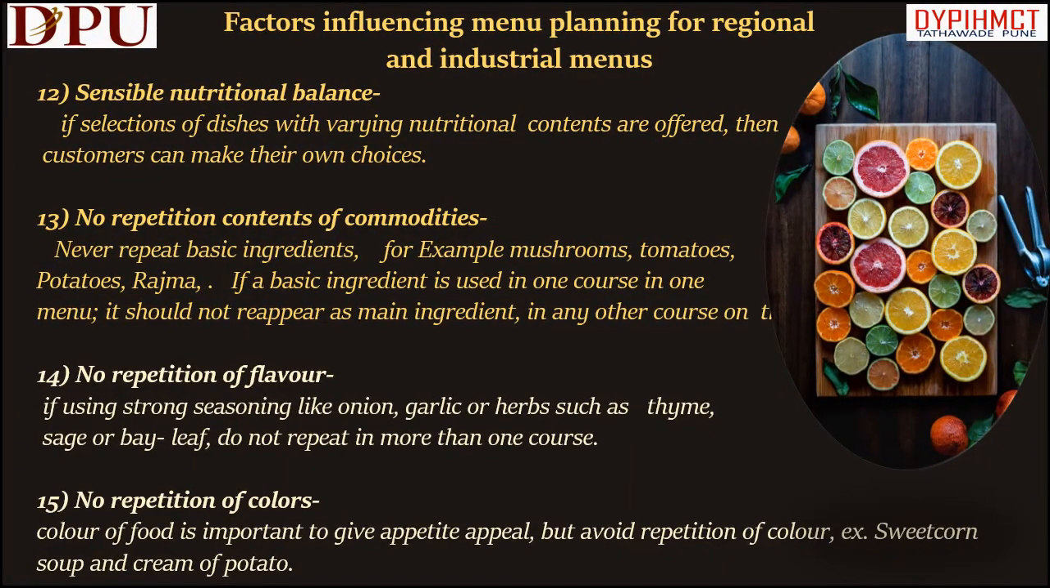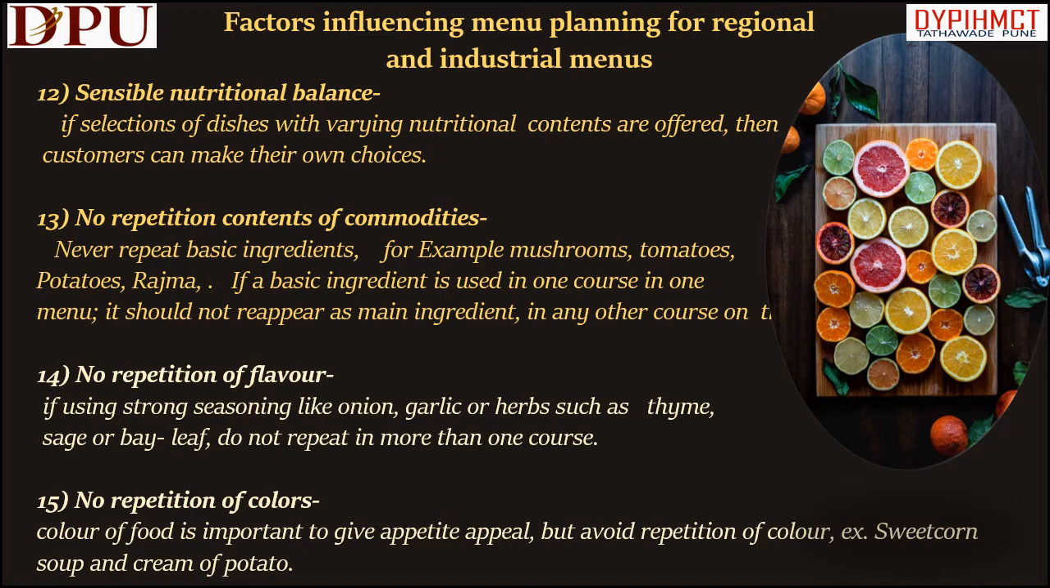Next few factors affecting menu planning are as follows. Sensible nutritional balance. If selections of dishes with varying nutritional contents are offered, then customers can make their own choices. They would choose the dishes which offer the required nutrition for them. No repetition of commodities. Never repeat basic ingredients, for example mushrooms, tomatoes, potatoes, rajma. If a basic ingredient is used in one course in one menu, it should not reappear as a main ingredient in any other course on the same menu.